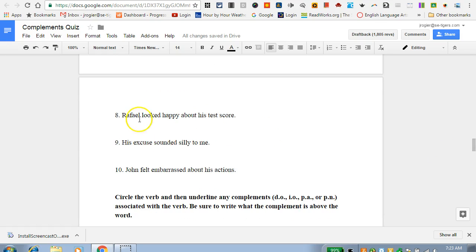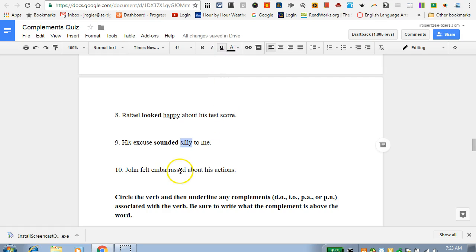Number 8, Raphael looked happy about his test score. We're going with looked. How did he look? He looked happy. Therefore, happy is a predicate adjective there. His excuse sounded silly to me. Sounded is your linking verb there. How did it sound? It sounded silly. And so silly is our predicate adjective.